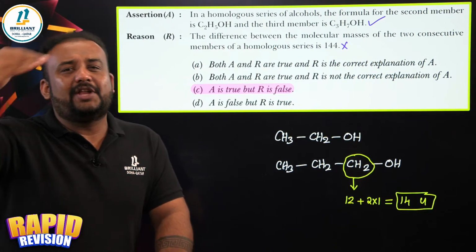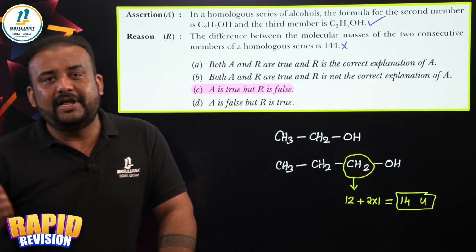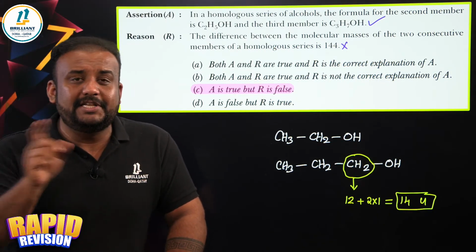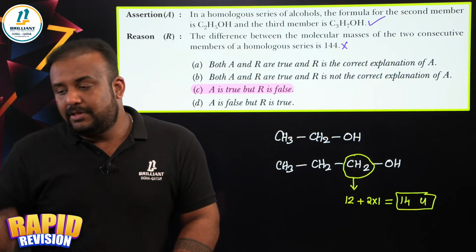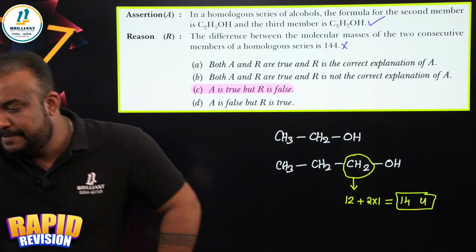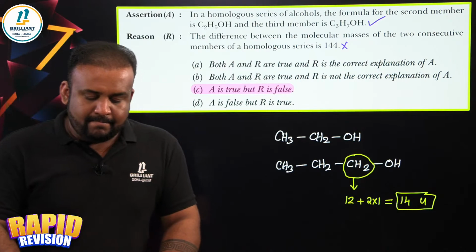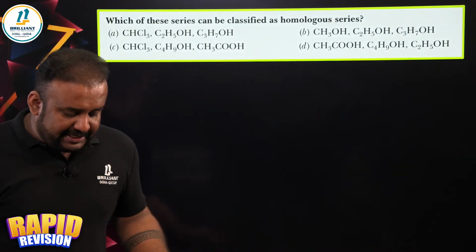For example, you take ethanol and propanol. Propanol will have a higher boiling point than ethanol because physical property is not decided by the functional group. It is decided by the carbon chain, the length of the carbon chain. Is that clear? Right. We have a few more questions.